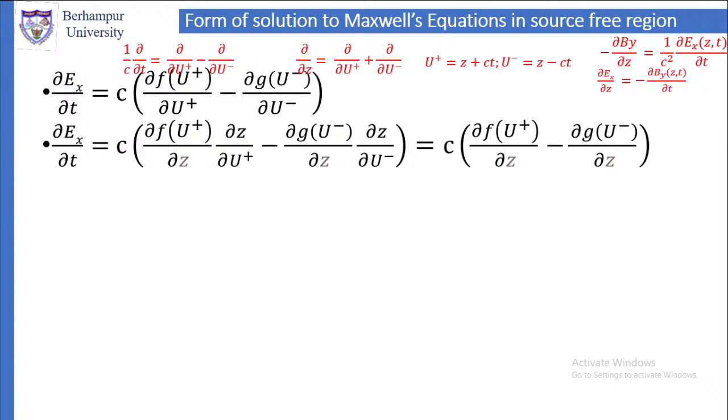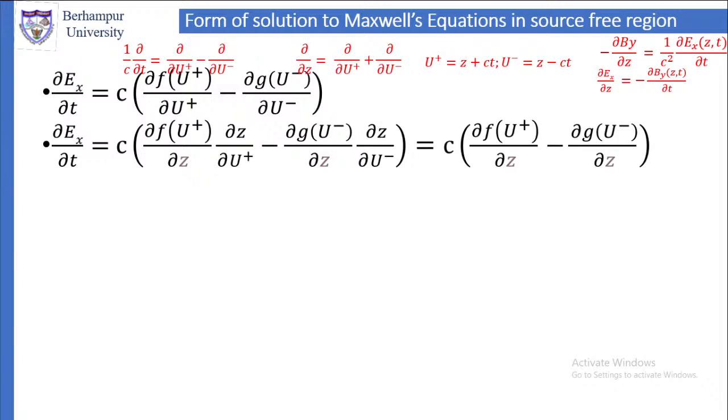So for that we'll write c ∂f/∂z into ∂z/∂u+, plus... since u+ is a function of z and t, we can write it this way: ∂f/∂z into ∂z/∂u+, minus, for g also we can write it this way, minus ∂g/∂z into ∂z/∂u−. Now you know what ∂z/∂u+ and ∂z/∂u− are.